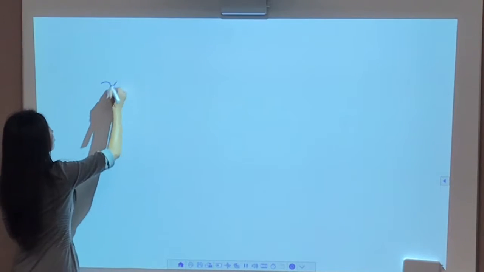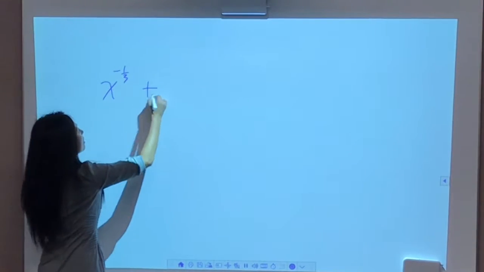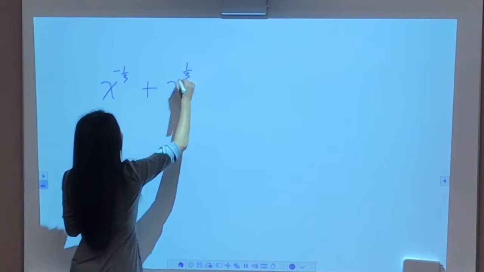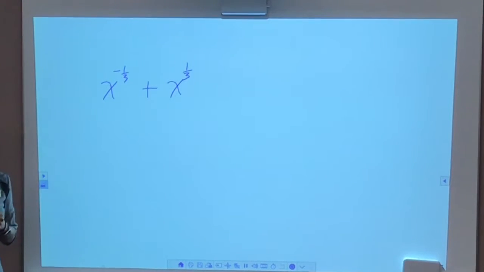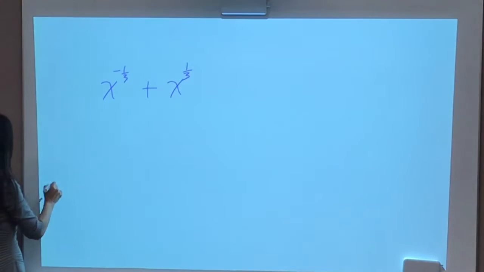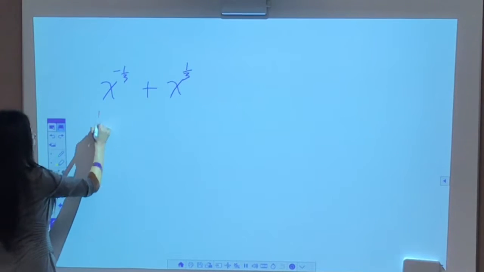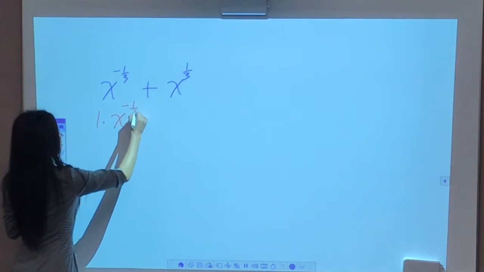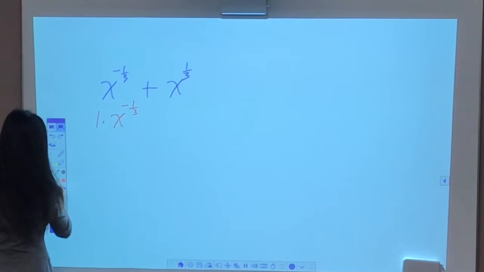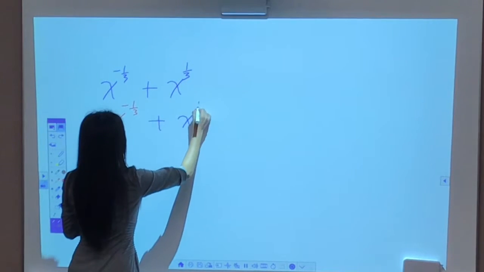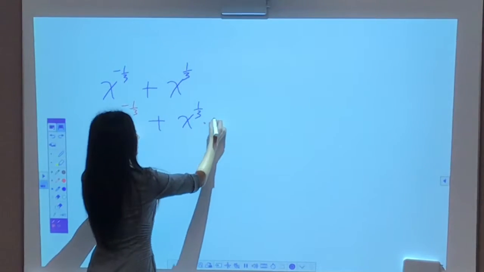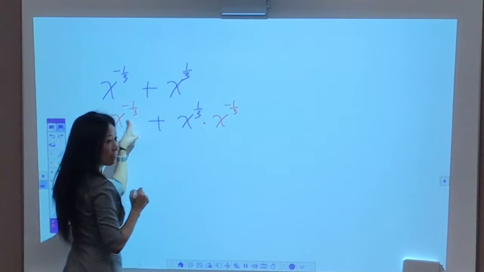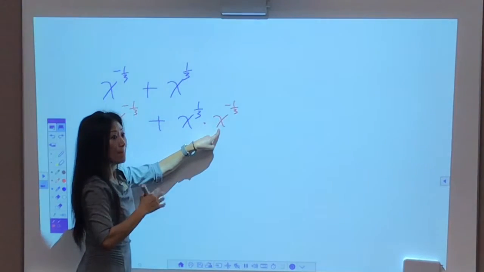So if I have x to the negative 1/3 plus x to the 1/3. Are you with me? I want to factor out negative 1/3. Are you with me, class? I chose to factor out negative 1/3. So I'm going to rewrite this problem as 1 times x to the negative 1/3. And the other one, I have x to the 1/3, but I need negative 1/3. So I'm going to provide x to the negative 1/3. If I do that, I'm messing up my problem.